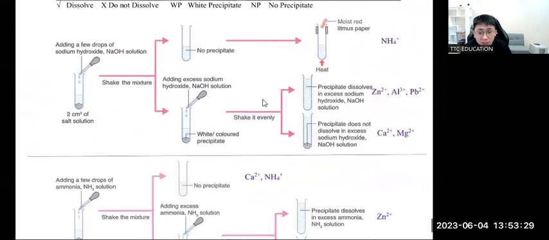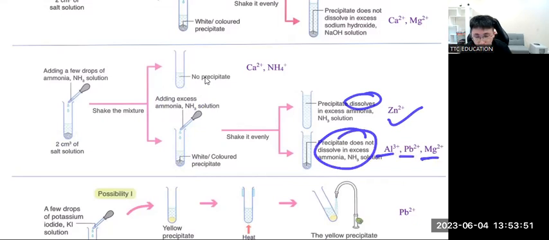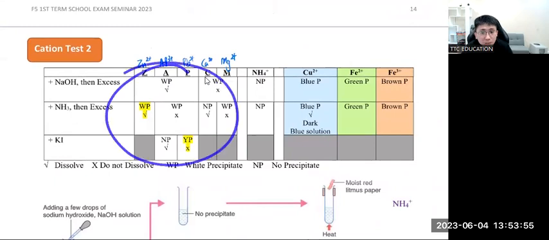Then you do a second test. For the second test, I add ammonia. If I see no precipitate, it is Ca2+ or NH4+. If the precipitate dissolves, then I add excess ammonia. If the precipitate dissolves, it is Zn2+. If I see the precipitate does not dissolve, it is Al, Pb or Mg2+. All according to the ZAPCM table.